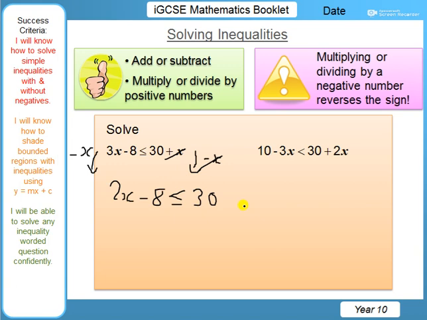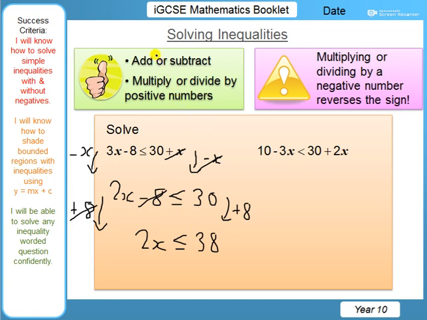Now, what we're going to do is, again, we want x on its own. So how can we remove the minus 8? Well, we add 8 on both sides. So again, we draw our arrows, plus 8 on this side, and plus 8 on this side. Then that gives us 2x, that hasn't changed. Remember, x's and numbers are different things. Plus 8 and minus 8, they cancel. And then 30 plus 8 is 38.